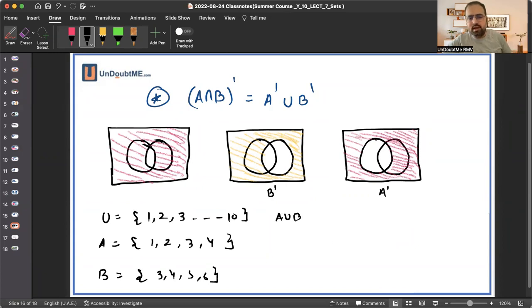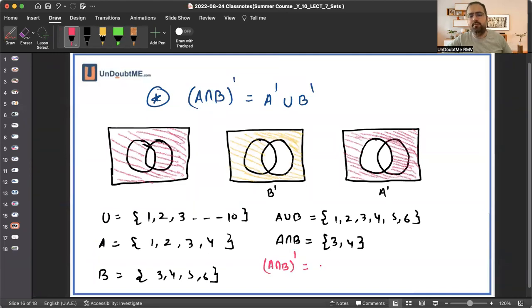A union B will be 1, 2, 3, 4, 5, 6. Now comes the question part. I need to do A intersection B also. A intersection B will be 3 and 4. Now, if I write (A intersection B) complement, it means I have to take all the elements except A intersection B from the universal set. So it will be 1, 2, then 5, 6, 7, 8, 9, and 10.